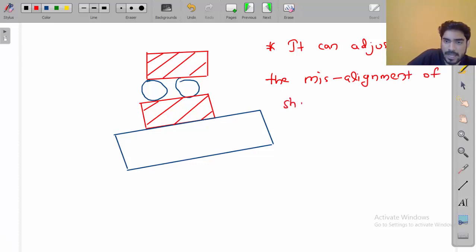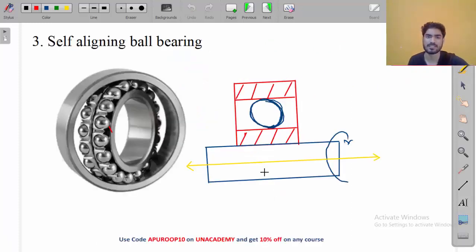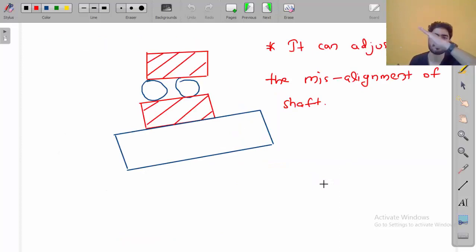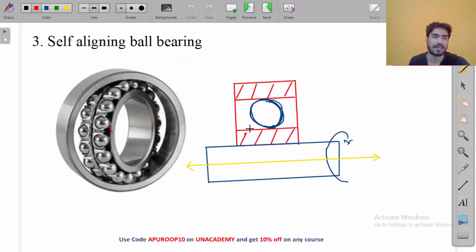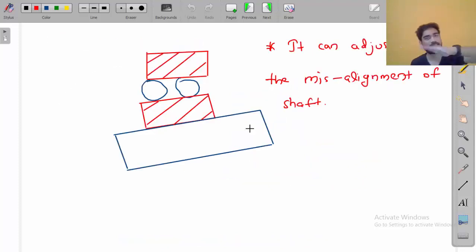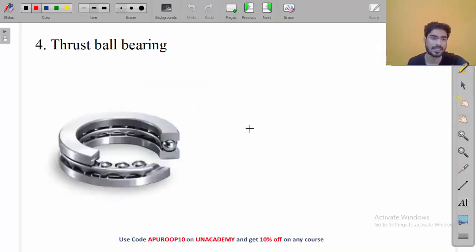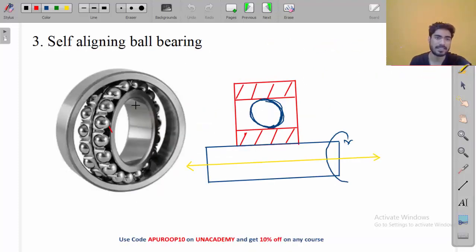Sometimes the shafts are not perfectly aligned. This is perfect alignment, because the axis of the bearing and the axis of the shaft are the same, but this is misalignment. The axis of the bearing is horizontal, but the axis of the shaft is inclined. So in these cases, we use a self-aligning ball bearing, which can adjust itself by rotating like this. Do you understand this much, my friend?